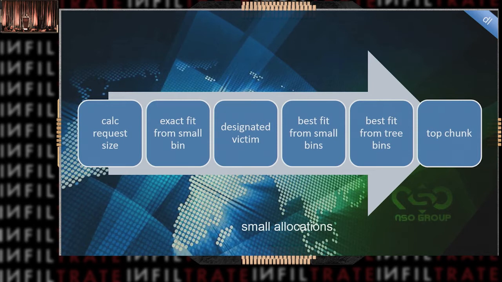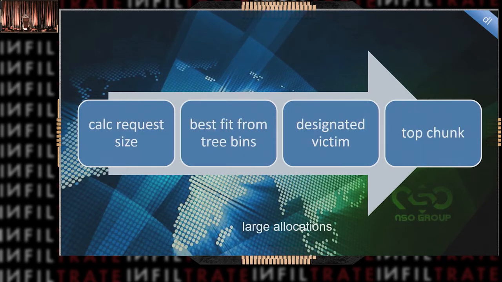We first calculate the exact size, including metadata and padding. We then look for an exact match in the small bins. If that fails, we next see if the designated victim is large enough to allocate from. If the designated victim is too small, we then look for a best fit in the small bins larger than our request size. If that fails, we look in the tree bins for a best fit match. And finally, if all else has failed, we look at the top chunk, potentially causing more memory to be allocated from the system.